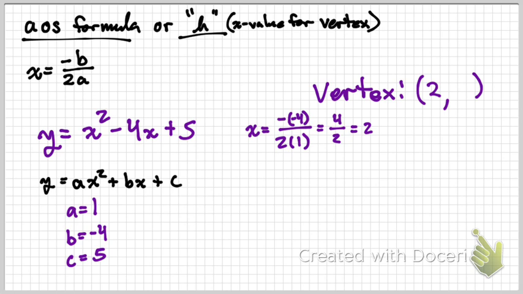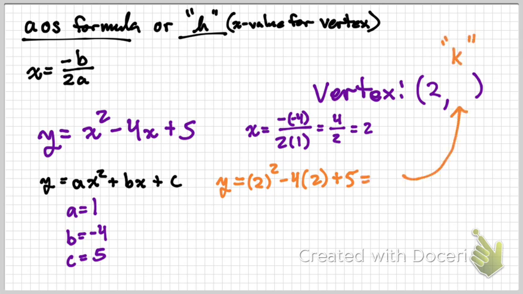Now, the next thing we're going to do is find the Y value for the vertex. And to do that, we have to use the function, because that's what defines what our Y's are. So Y equals, and I'm going to plug in my X value and then go ahead and simplify it. This will give us our K. Remember how the vertex is H, K from the vertex form? That's what we're finding right now. And when we simplify it, we get a 1. And so now we have our vertex, 2, 1.